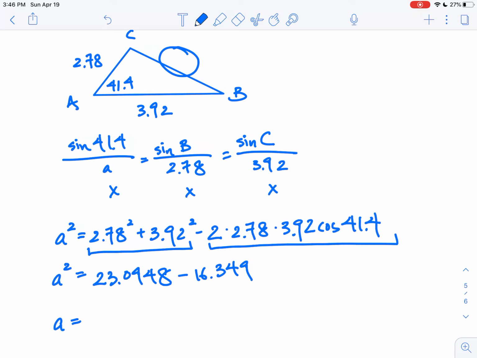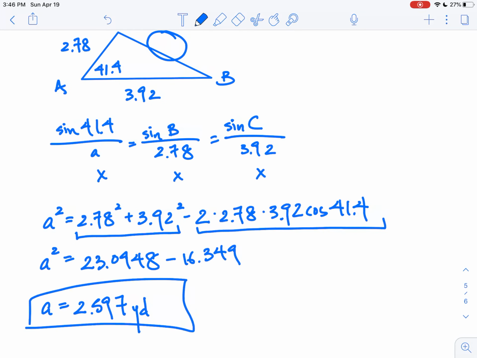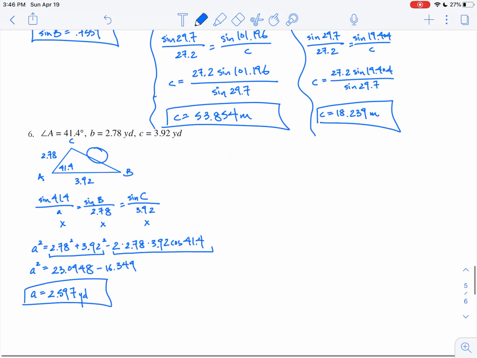And so a is going to be the square root of that difference, 23.0948 minus 16.348. And that will give me an a value of 2.597 yards. Okay? Now again, when we use law of cosines, we really just want to use it that one time and then see if we can find everything else through law of sines, all right? And so that's what we're going to do here.